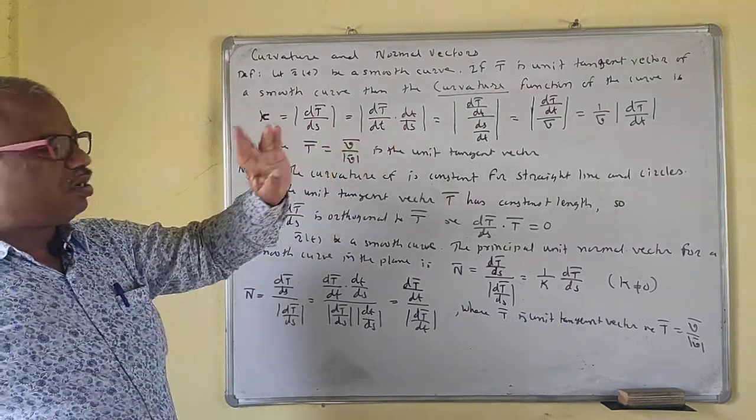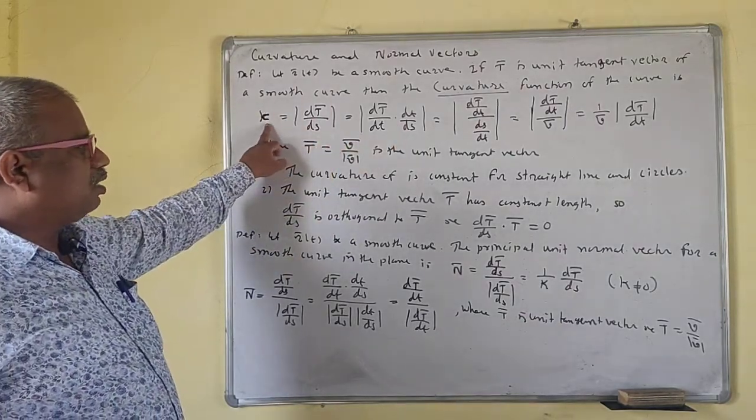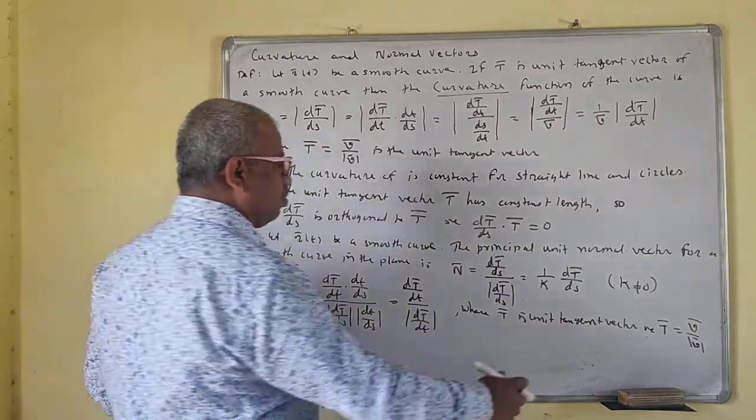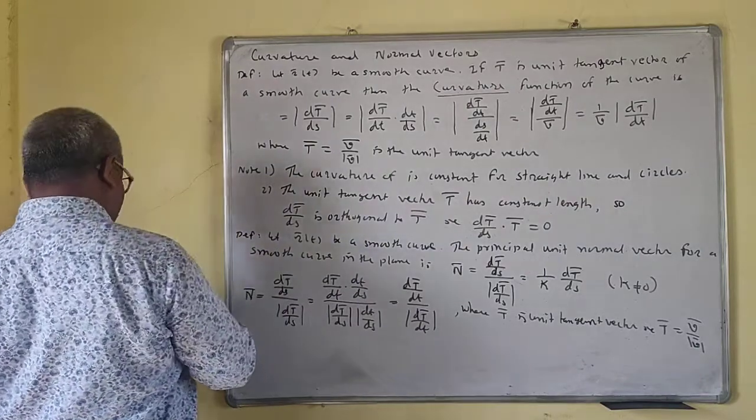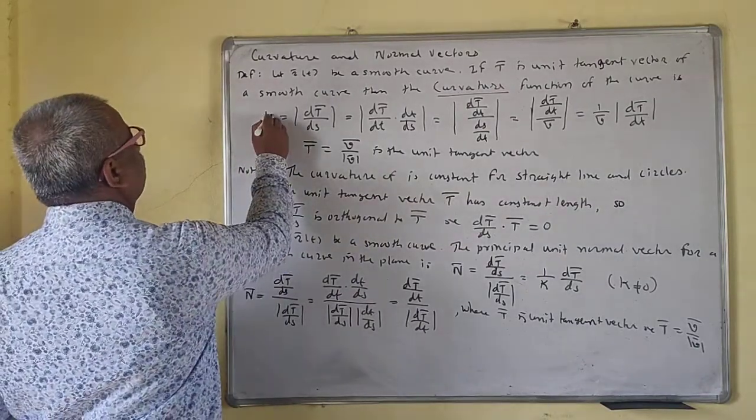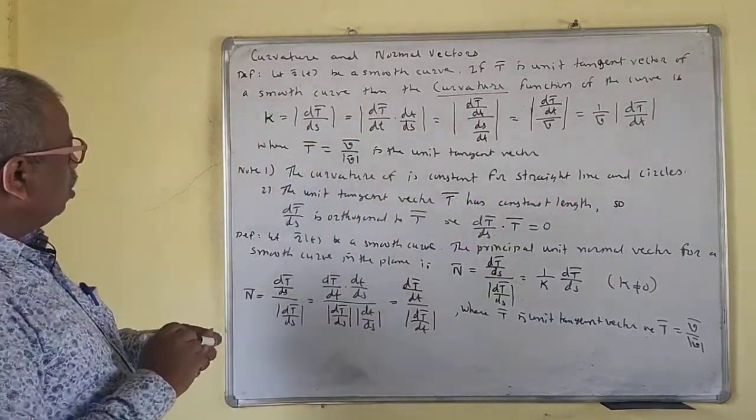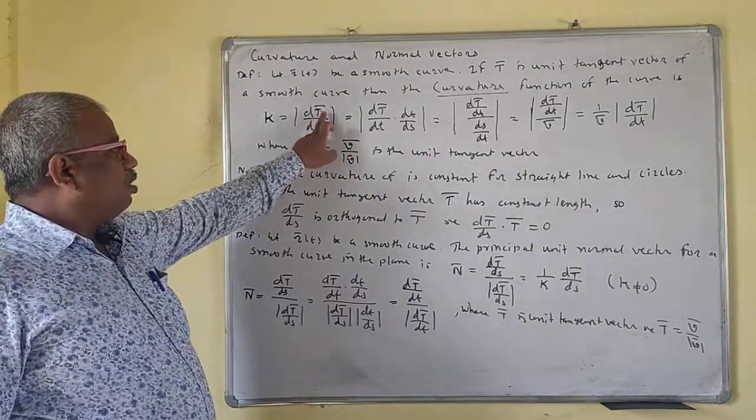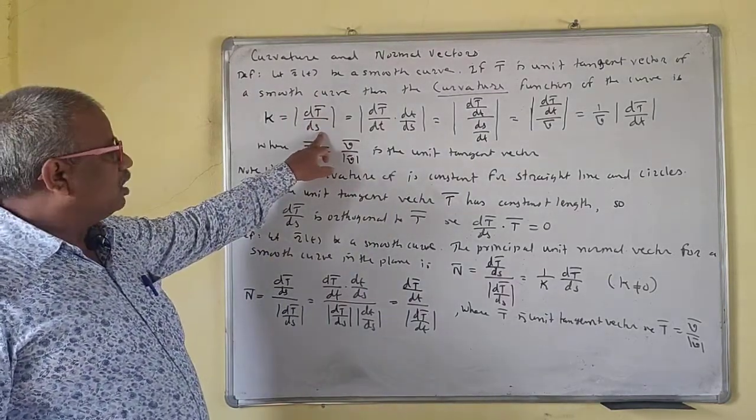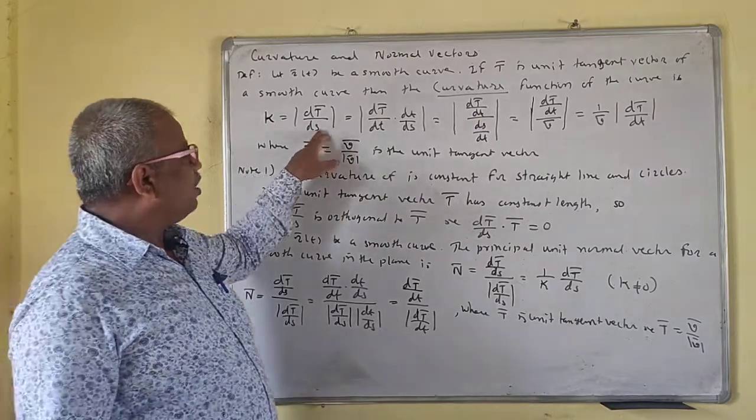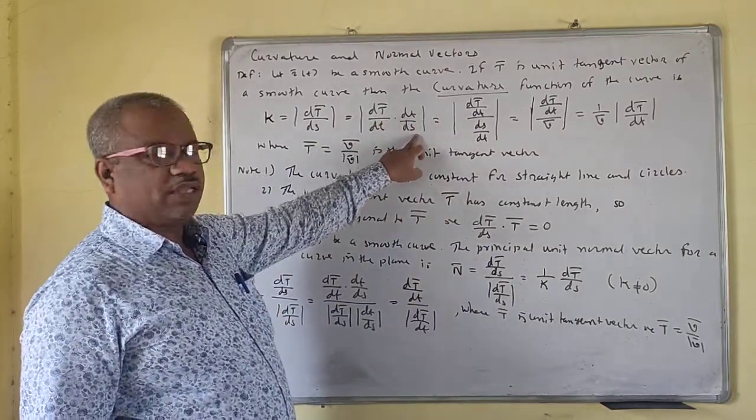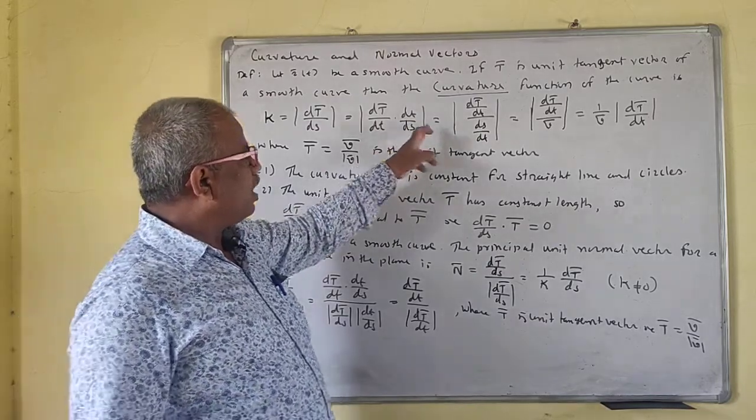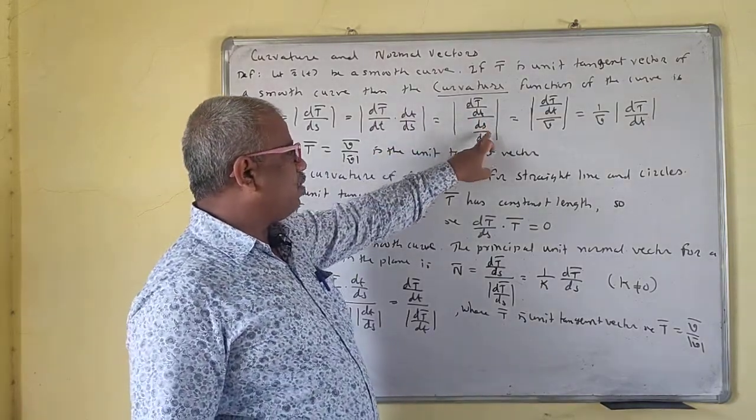Then the curvature of the curve is defined as this. This is denoted by k. So this is the modulus of dT by ds. This is the formula. But dT by ds is nothing but dT bar by dt into dt by ds, by the chain rule. So I can write this as dT bar by dt upon ds by dt.